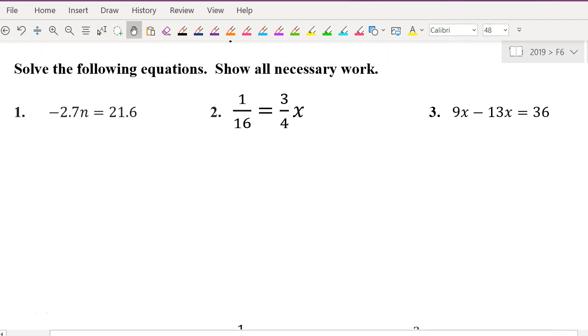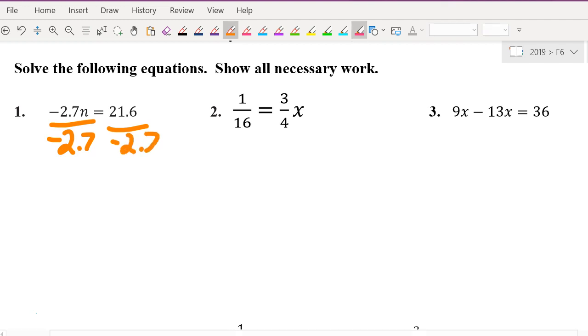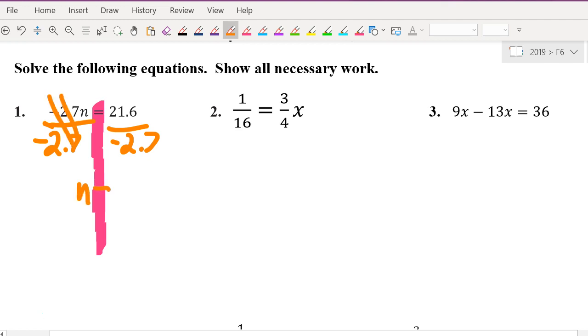Alrighty, what do we do on both sides here? Divide by negative 2.7. Do we agree? Yes, we do. Why? Yeah, but why is it 2.7 that we're dividing by? That's right. Oh, that's some official language right there. Isolate the variable. We need to get rid of this negative 2.7 to get n equals by itself. And by the way, the answer is negative 8.